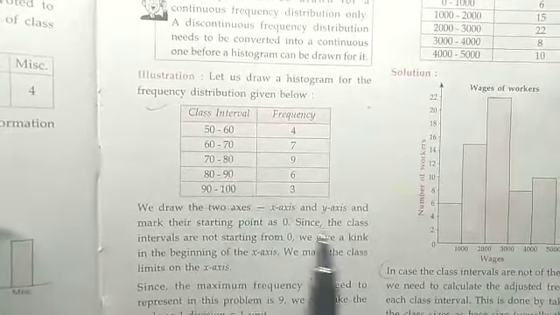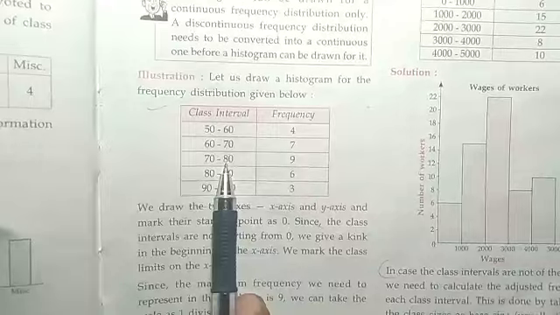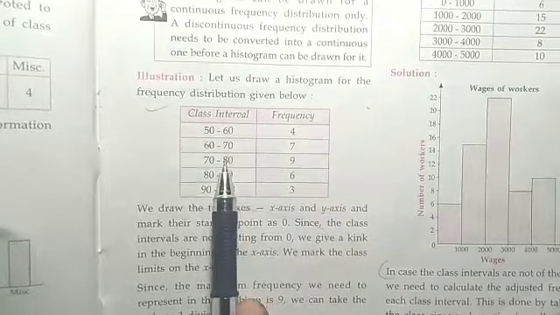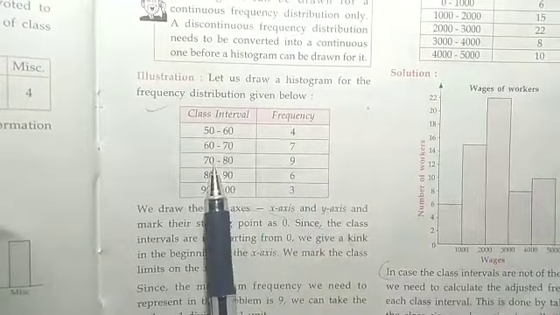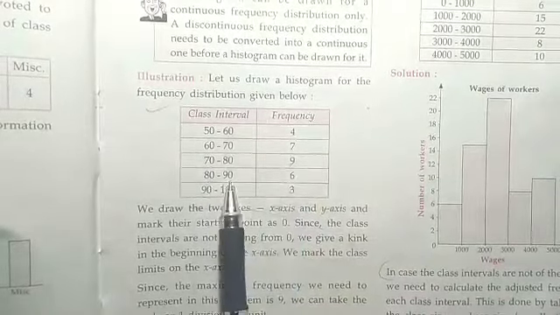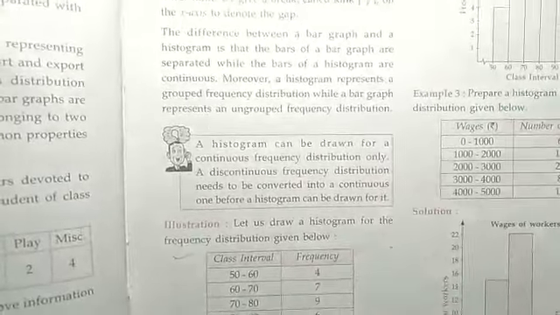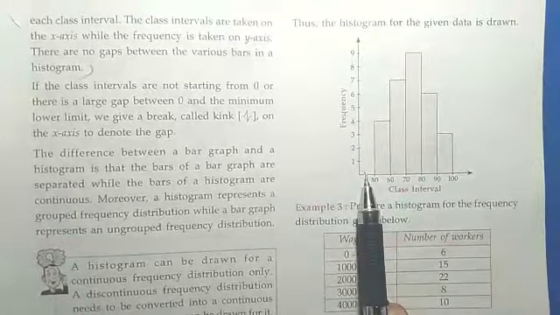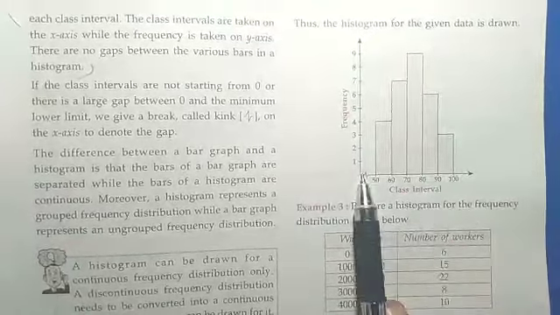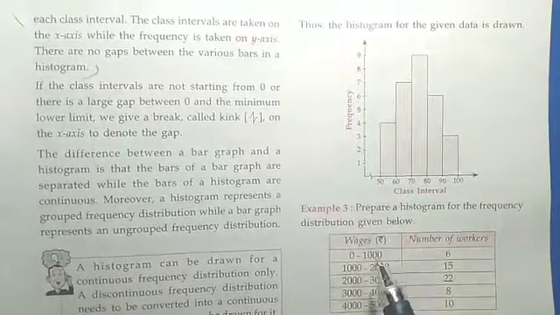Let's see an example. Let us draw a histogram for the frequency distribution given below. It is a continuous frequency distribution table, or we can say a grouped frequency distribution table. 50 to 60 frequency 4, 60 to 70 frequency 7, 70 to 80 frequency 9, 80 to 90 frequency 6, 90 to 100 frequency 3. So how can we draw the histogram? First we have to draw the x-axis and y-axis. Here you have to mark 0. Here we will mark X O, X dash, Y O, Y dash.